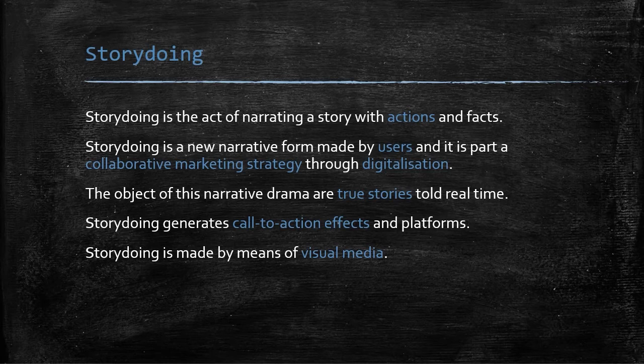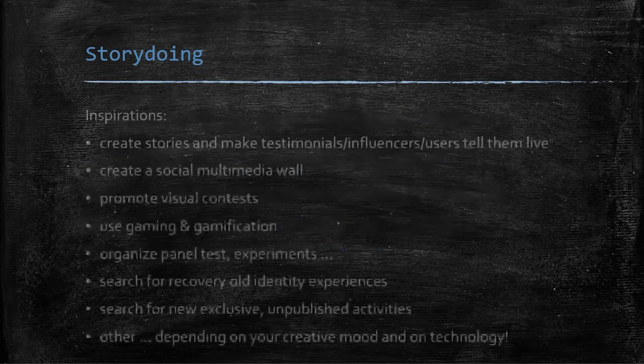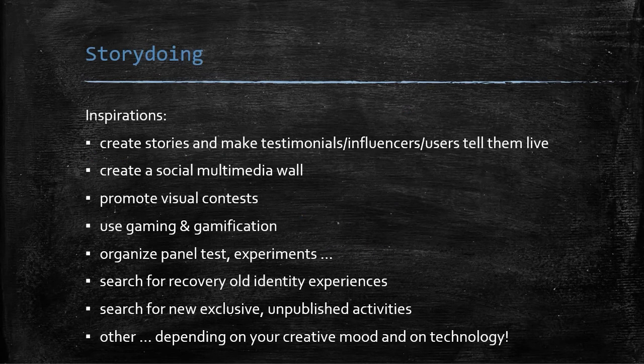The object of this narrative drama are true stories told in real time. Storydoing generates call-to-action effects on platforms. Storydoing is made by means of visual media, online video stories, directs, reels and pictures on social networks. Here are some storydoing inspirations. Create stories and make testimonials, influencers, users tell them live. Create a social multimedia wall, promote visual contests, use gaming and gamification, organize panel tests, experiments, search for recovery of old identity experiences, search for new exclusive, unpublished activities. Other, depending on your creative mood and on the technology development.